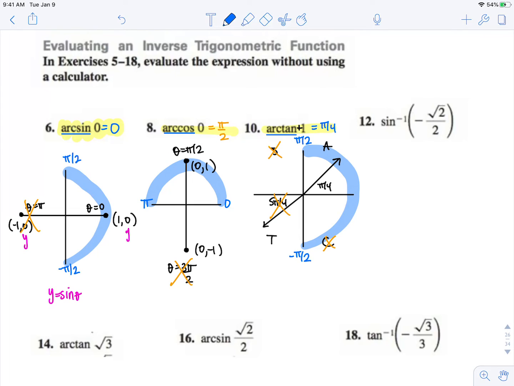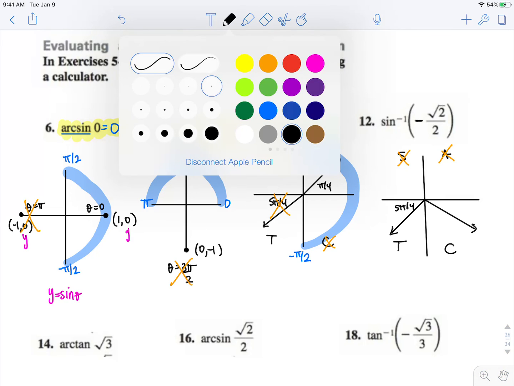Sine inverse of negative square root 2 over 2. So first I think about, in my unit circle, where is sine negative? So all students take calculus. Sine will not be negative here or here. So we know our possible angles are here, which is 5 pi over 4, or here. And I'll talk about this angle in a minute.